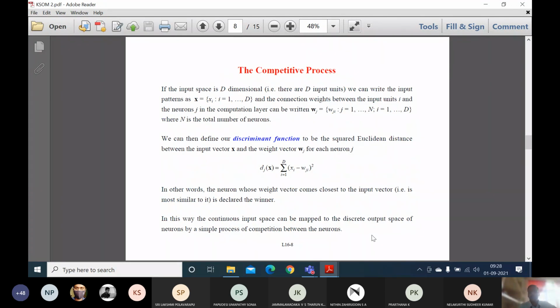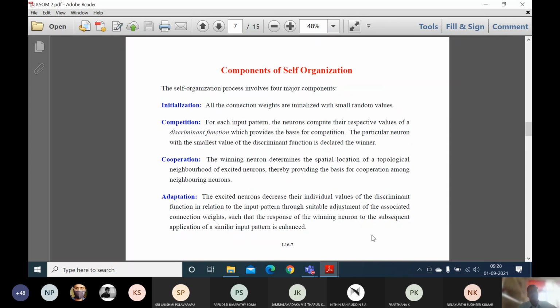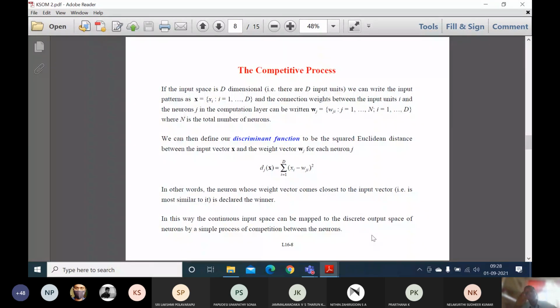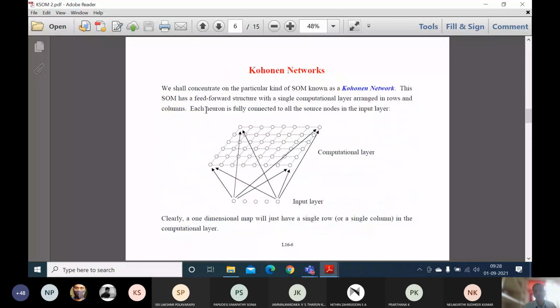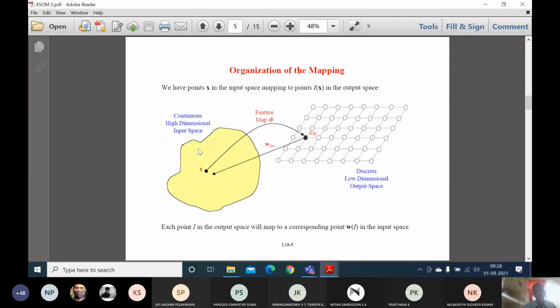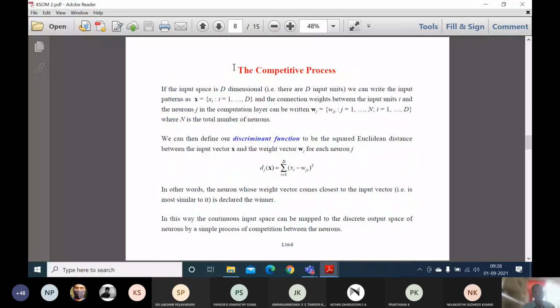So the first one is nothing but initialization, randomly with some small values. The second one is nothing but the competitive process. If the input space is d-dimensional, we can write the input patterns as x, from a high dimensional vector. It is a high dimensional input space. So that's why they call it an input space that is d-dimensional.